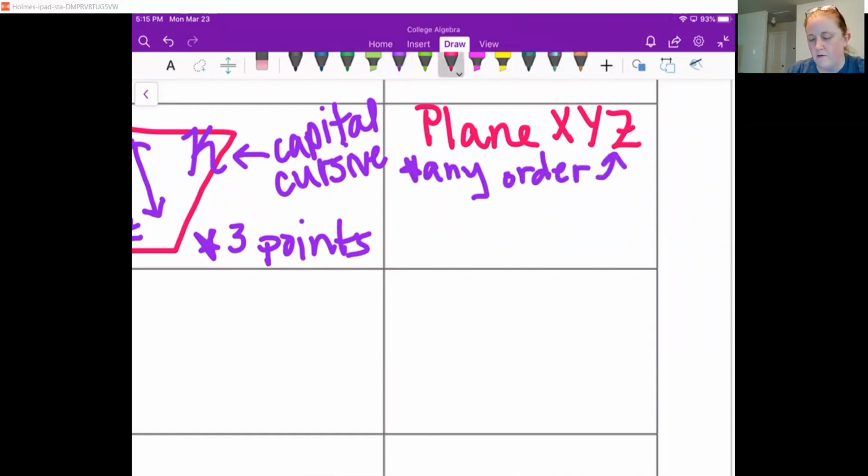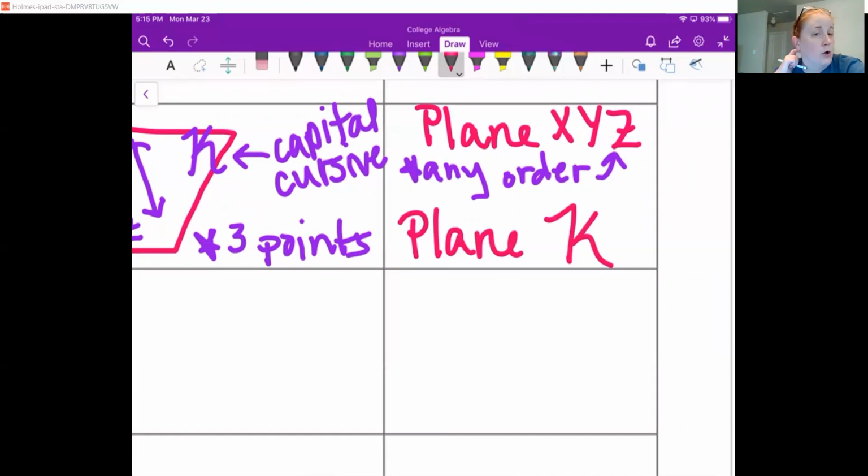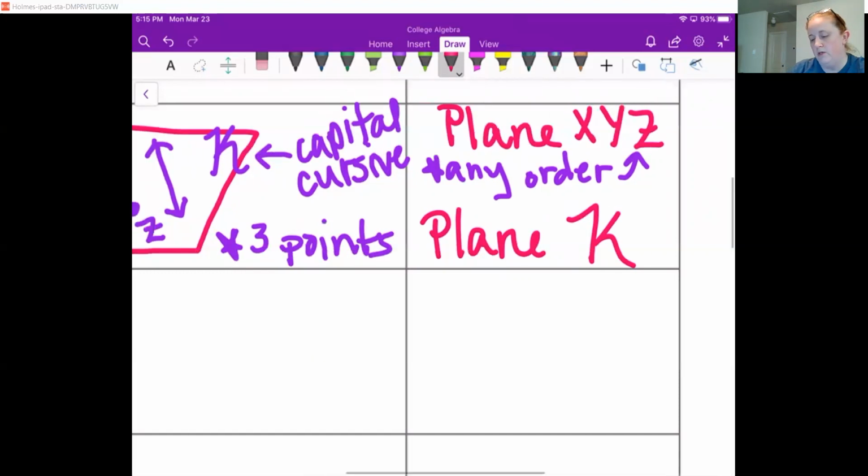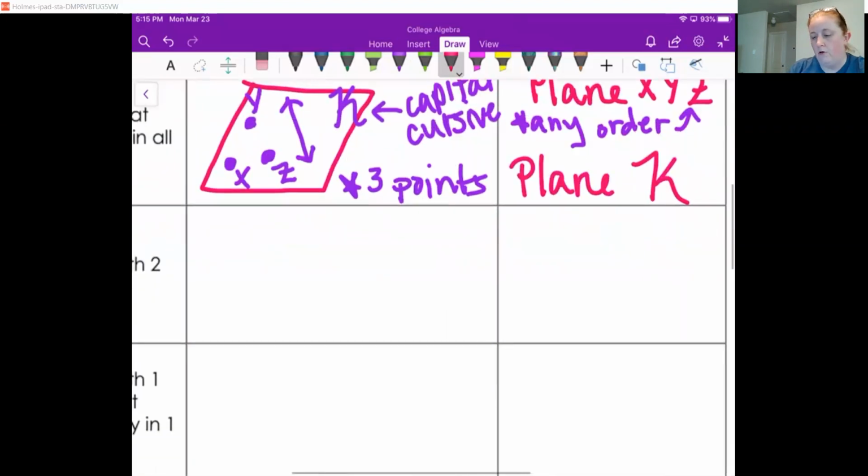They don't have to be in alphabetical order, or you can use the word plane and that cursive capital letter. So in this case, plane K. They are the exact same object, just named different ways. Not always will there be the cursive letter. Not always will there be points. So you need options on how we are going to name these. All right, so those are your 3 undefined terms. Again, they just have descriptions. All the other vocabulary that we're going to be working on today are going to use one of those 3 words. They're all going to be part of it.